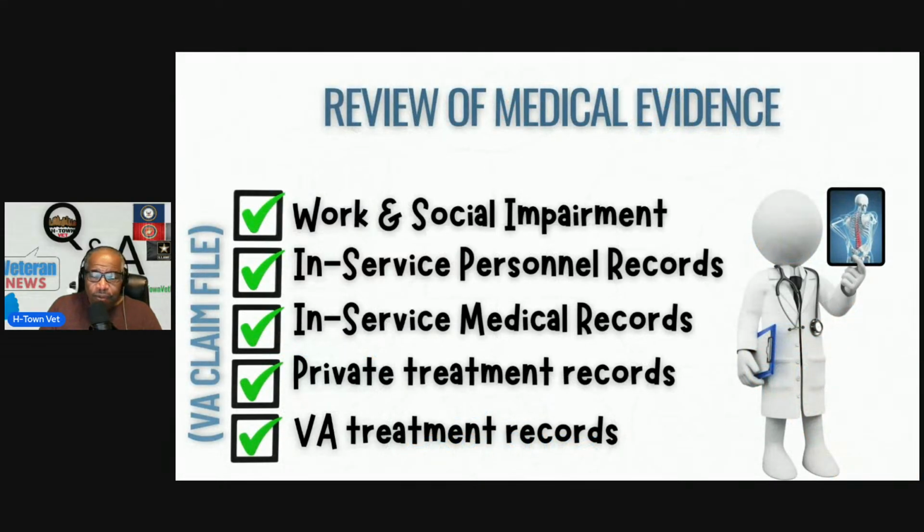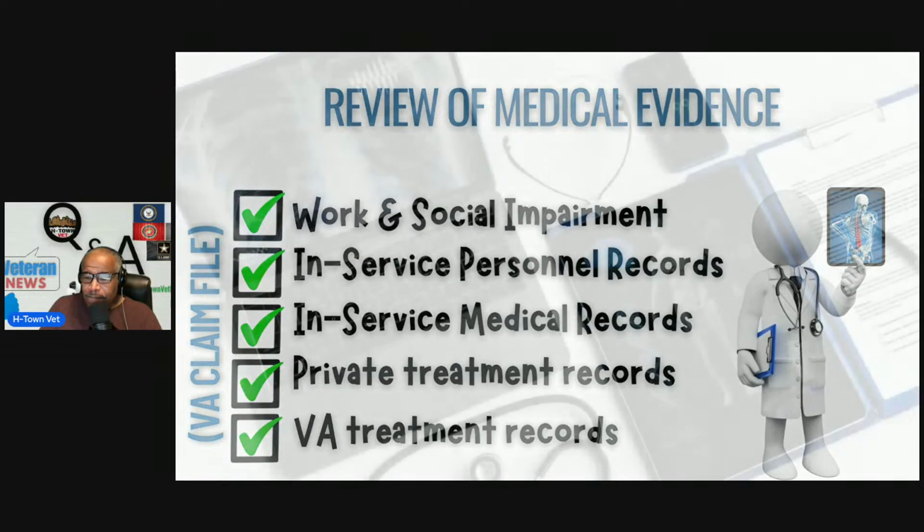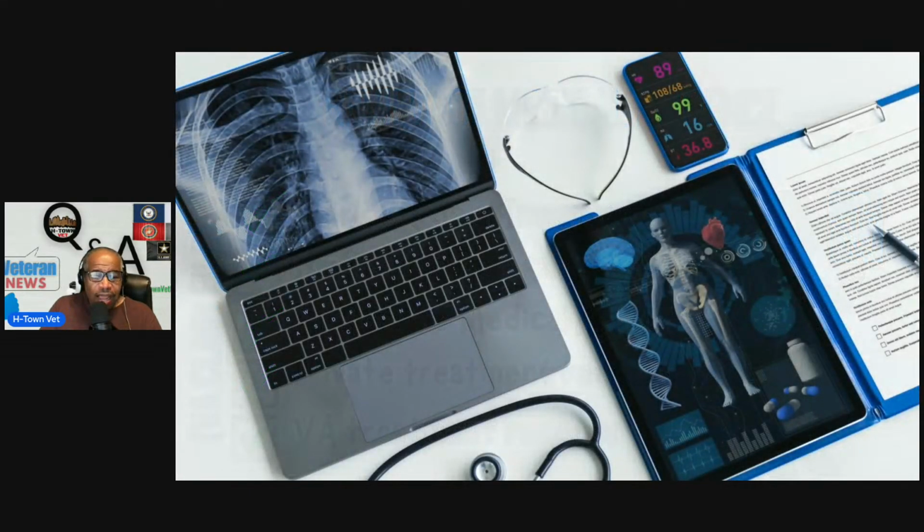Now, remember, when the doctors and whoever medical or health professional person that's looking over your records, they need to review medical evidence, your work and social impairment, your in-service personnel records, your in-service medical records, private treatment records, VA health records. Come on, family. And need to have all that. And a lot of the symptoms and functional impairment, this will be covered in the doctor's evaluation.